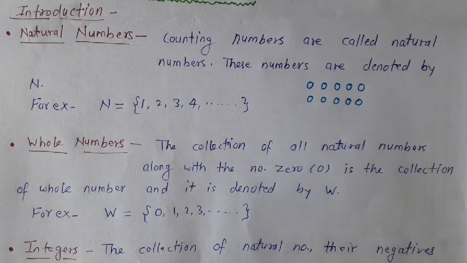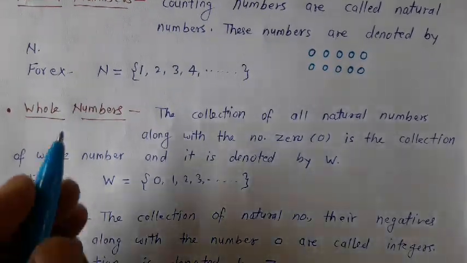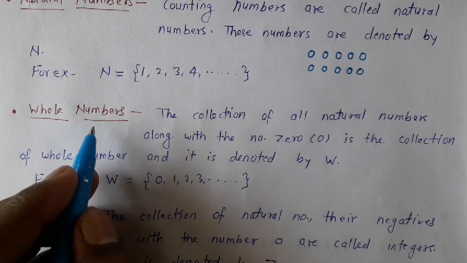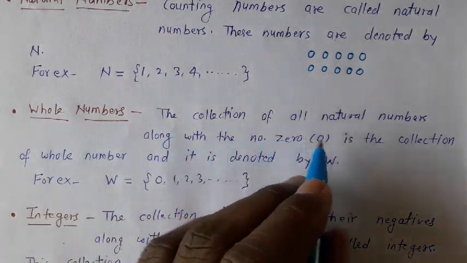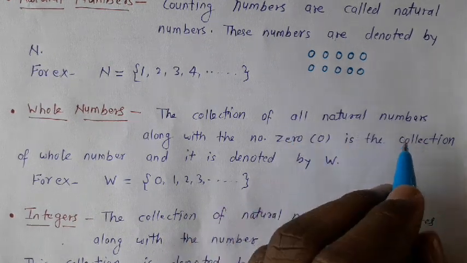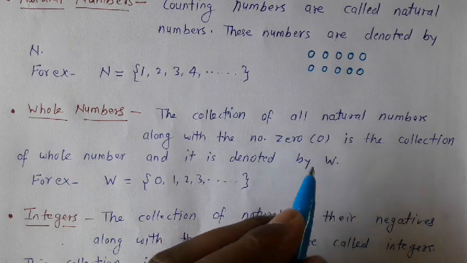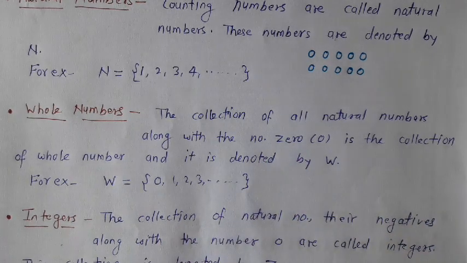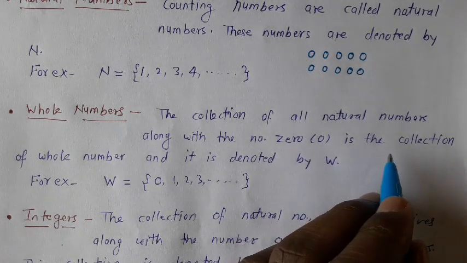Now the next number is whole numbers. What are whole numbers? The collection of all natural numbers along with the number 0. If you include 0 with the natural numbers, then we get the whole numbers.